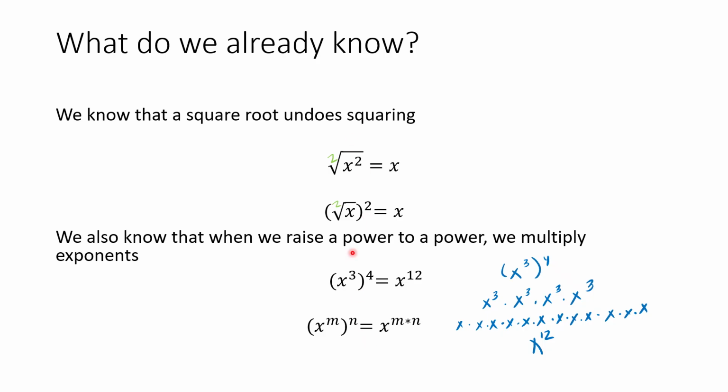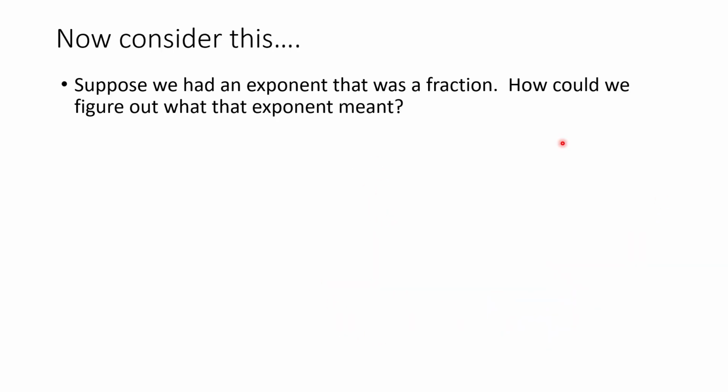So I want you to keep those 2 things in mind: that when we square a square root, we get x, that they undo each other, and this particular law of exponents. Now consider this. Suppose we had an exponent that was a fraction. That is stepping into new territory. Our definition of an exponent is typically, at this point, it tells you how many times something is used as a factor.